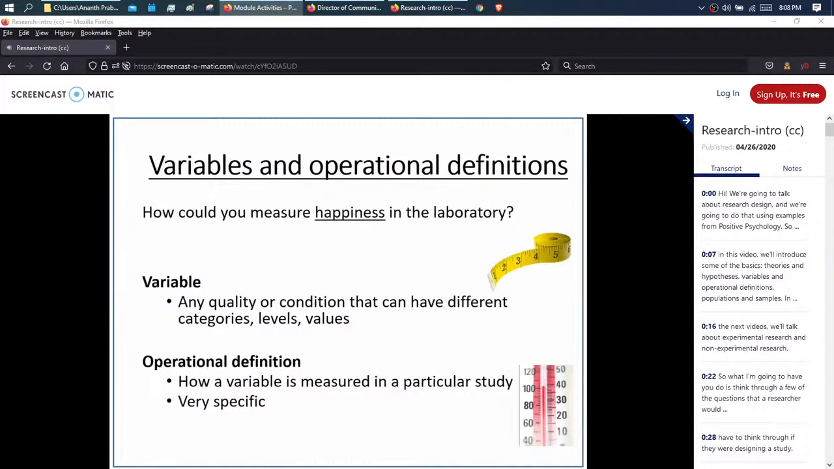So when we said that you could measure happiness with physiological measures or behavioral measures or self-reported measures, that's narrowing down the measures, but that's still too vague. Then we said specifically facial expression, which is even more specific, but it's still not specific enough. So a true operational definition is going to be very, very specific and clear.